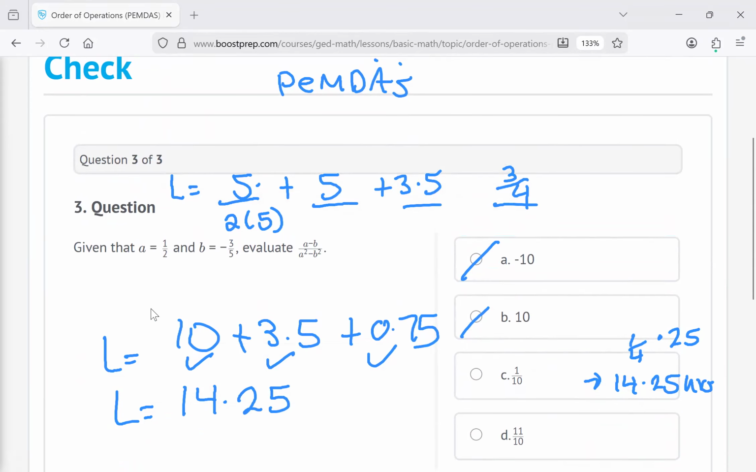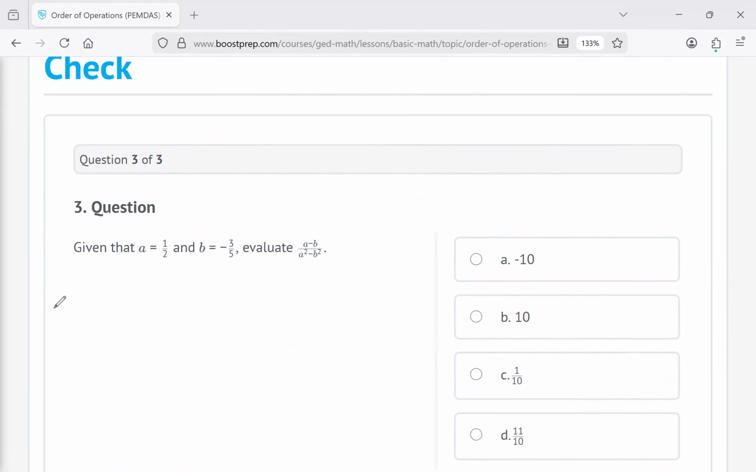Oh, here's a good one. So this one is involving, let me read the question. Given A equals 1/2 and B equals -3/5, evaluate A minus B all over A squared minus B squared. So we have what's called a complex fraction. If you need a refresher on complex fractions, there is a video on complex fractions, but I'll just go over it step by step.